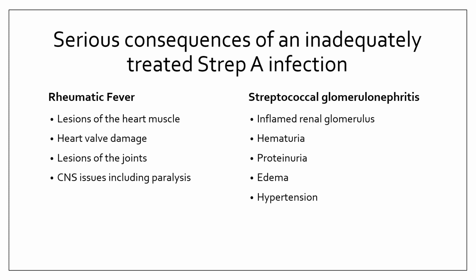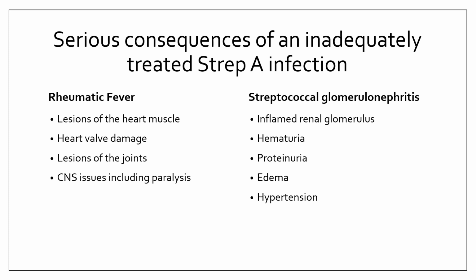In rheumatic fever, the clinical presentation would be lesions of the heart muscle, heart valve damage, lesions of the joints, and central nervous system depression, including paralysis. In streptococcal glomerulonephritis, what you're going to see is an inflamed renal glomerulus. The glomerulus is the top portion of the nephron of the kidney that does all the filtering of the blood. Urine is basically just super filtered plasma, okay?